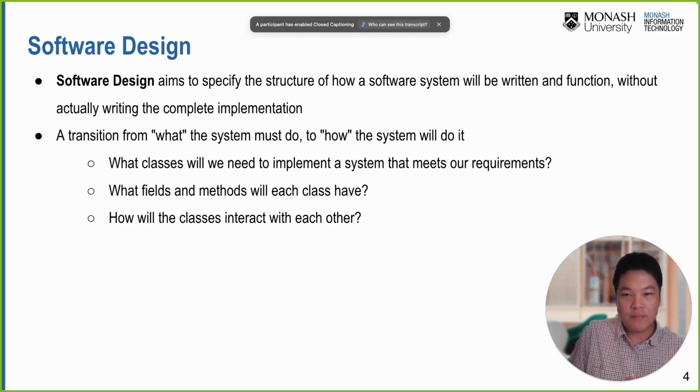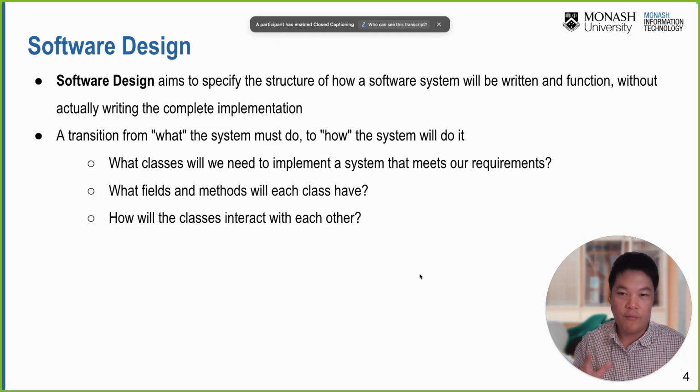The purpose of software design is to describe what the system must do and how the system will do it, so it captures those requirements. What classes will we need to implement a system that meets our requirements? What are the classes in the system? What are the attributes, the data? Last week you worked on the student enrollment system, and we talked about what data attributes we need to capture in the student class. Text is very hard to understand, but when we draw visual diagrams, everything is much easier to understand.